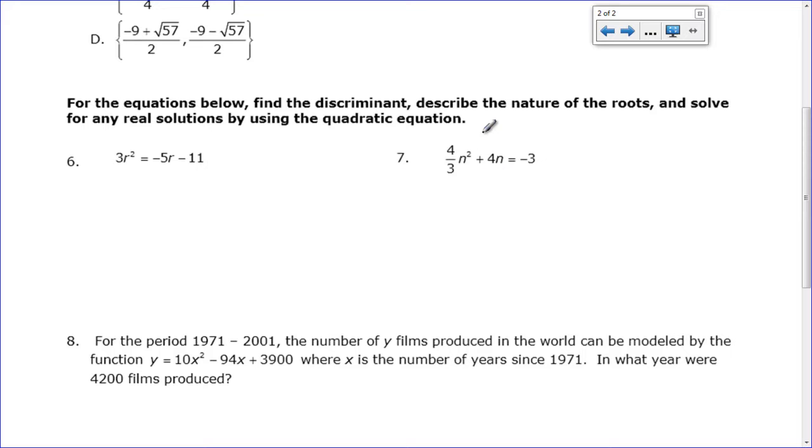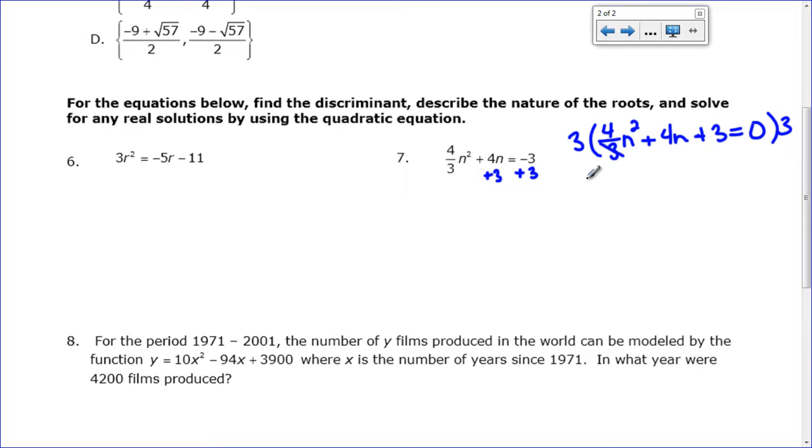Well, first this needs to equal 0, so I'm going to have to add 3 to both sides. So then I'm going to get 4/3 n squared plus 4n plus 3 is equal to 0. To make this easy on myself, I don't want to deal with a fraction as a coefficient. So I'm going to multiply this whole thing by 3 so I can cancel out this denominator and clear my fraction out.